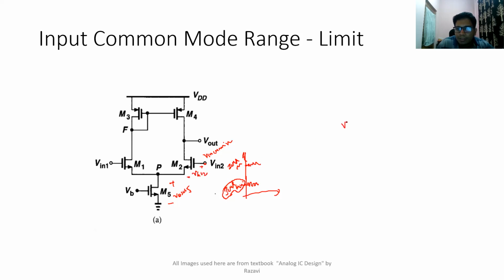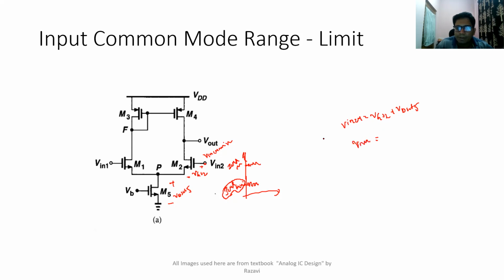Okay, so your V in CM is equal to VGS2 plus VD sat 5. But we know for this VGS2, this voltage, whatever you are applying here, it should be greater than its threshold voltage. So this VGS should be greater than its threshold voltage. Therefore you will be having the input CM, V in CM.